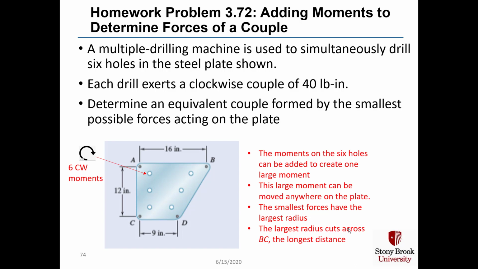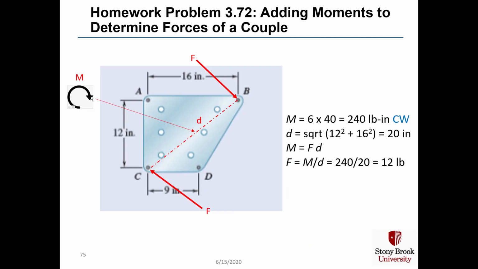So the moments on the 6 holes will be added to create one big moment, and the large moment can be moved anywhere on the plate. The smallest forces will have the largest radii. The largest radii will cut across line BC because that's the longest distance on the plate. Here's our calculation. The moment M, which is in the clockwise direction because we're trying to drill holes, and when you drill holes you always drill in the clockwise direction, can be added 6 times to get the total moment 240 pound-inches in the clockwise direction.